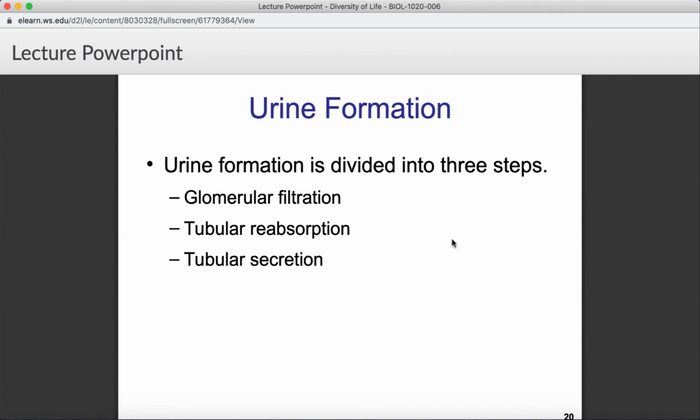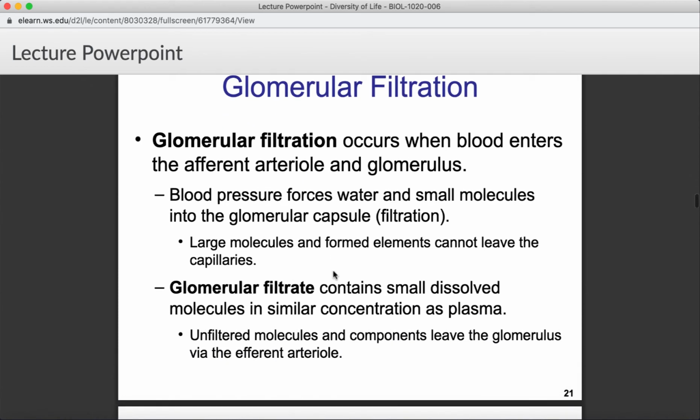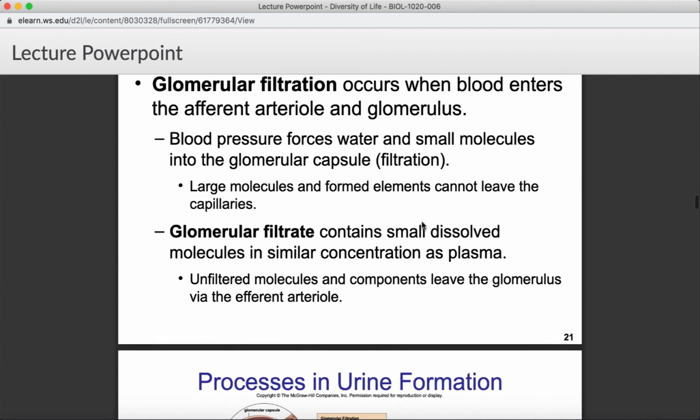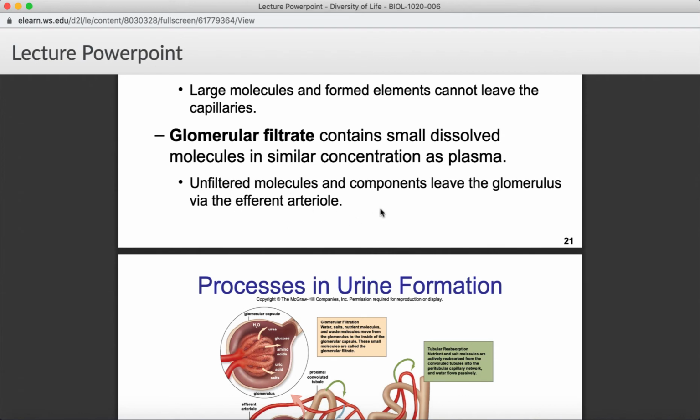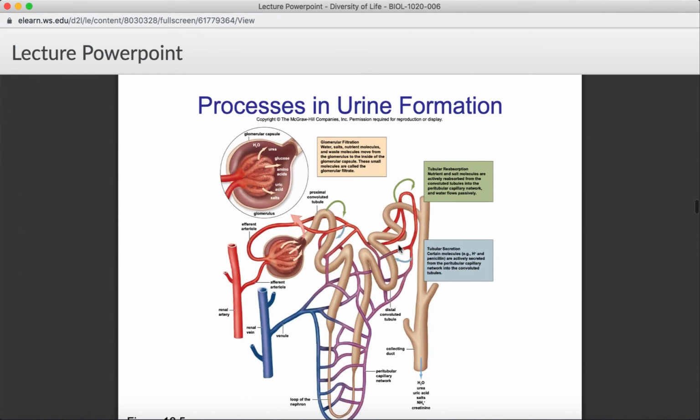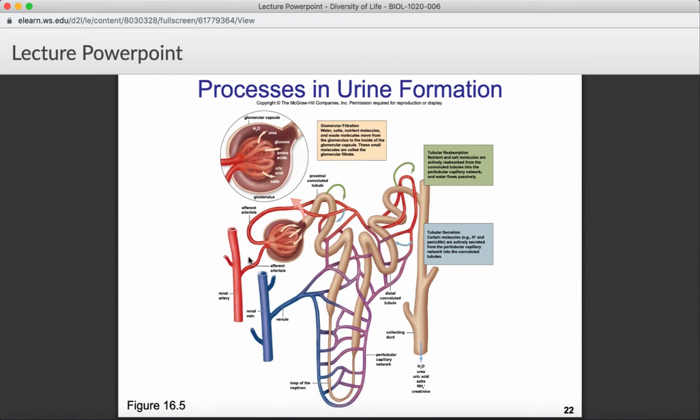So you have three steps in the formation of urine: glomerular filtration, tubular reabsorption, and then tubular secretion. Glomerular filtration occurs when blood enters the afferent arteriole and the glomerulus, and the blood pressure forces water and small molecules into the glomerular capsule, which is the filtrate. Large molecules and formed elements cannot leave the capillaries. The filtrate contains small dissolved molecules similar in concentration to your blood plasma, and the unfiltered molecules and components leave the glomerulus via the efferent arteriole. So in through the afferent into the glomerulus, out the efferent, and then it goes through the proximal convoluted tubule, the loop of Henle, the distal convoluted tubule, and then back out to the collecting duct.